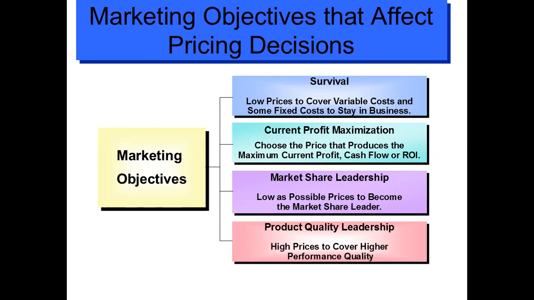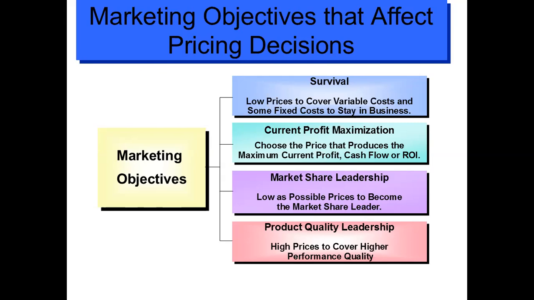A company which has an objective of current profit maximization will choose the price that produces the maximum current profit in a given scenario. They will improve their cash flows, or try to increase their ROI, return on investment. There may be a company which has an objective of market share leadership. They want to have a larger market share, and this is only possible when they keep their price as low as possible to become the market share leader.